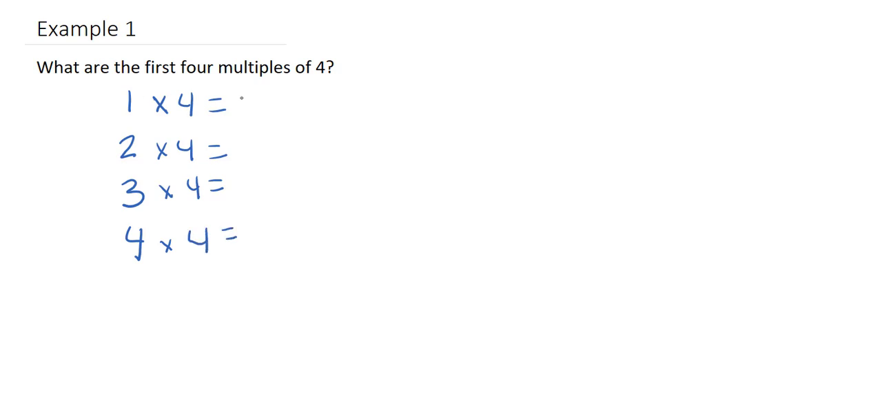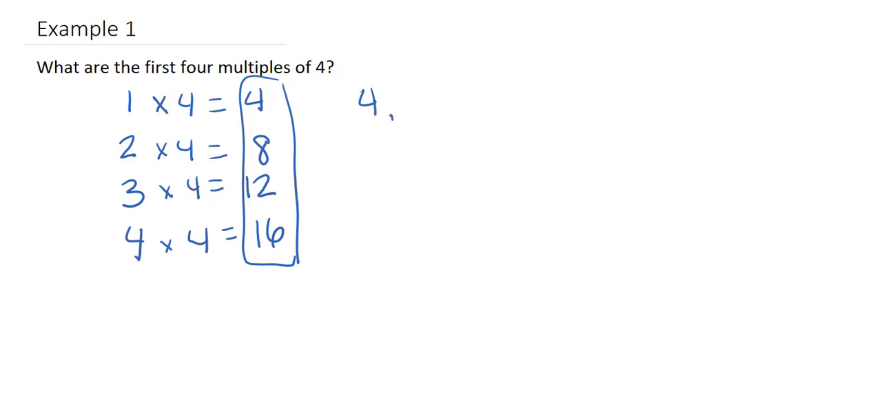So we get 1 times 4, which is equal to 4. 2 times 4 is equal to 8. 3 times 4 is 12. And 4 times 4 is 16. So these are our multiples. We can also write it like this: 4, 8, 12, and 16.